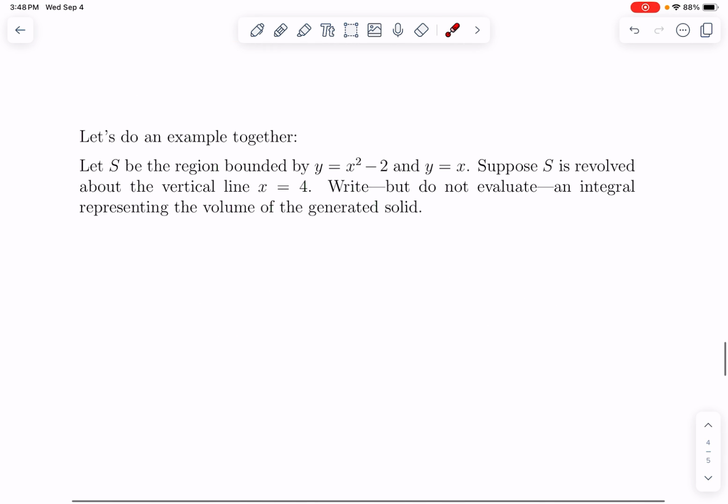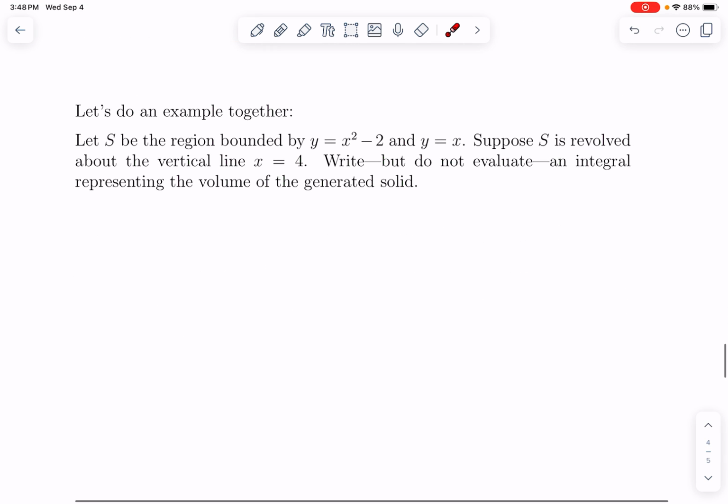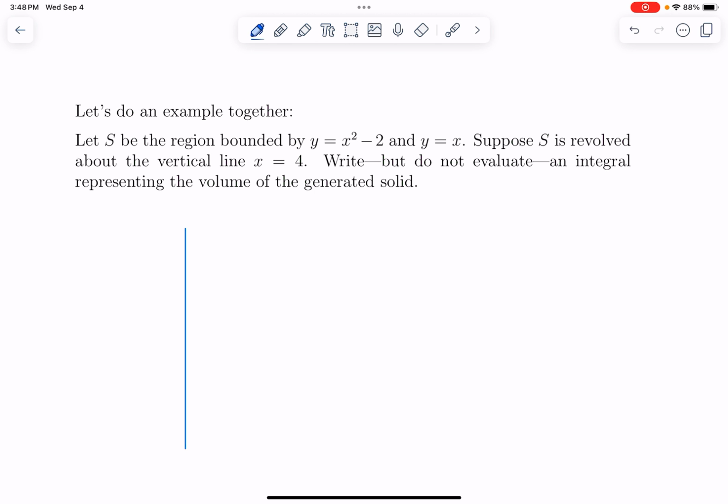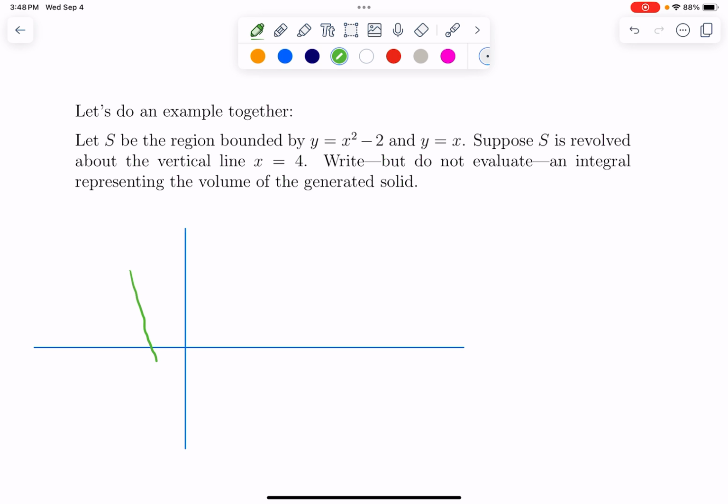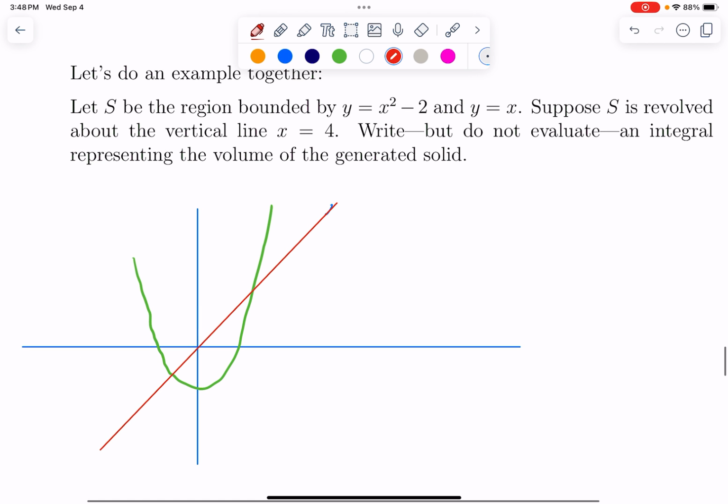All right, so let's do an example together. Let's suppose S is the region bounded by y equals x minus 2 and y equals x. So I'll draw a little schematic diagram here. One of them looks like so. One of them looks like so. And it is this region.